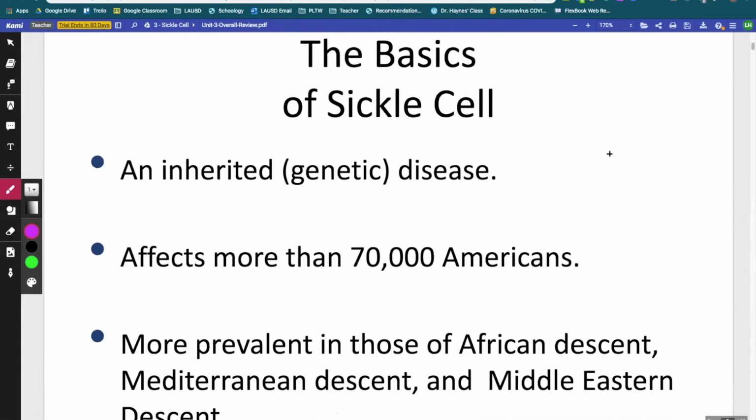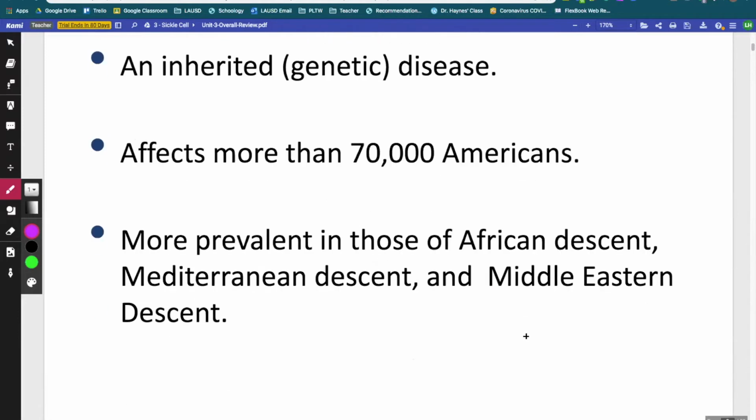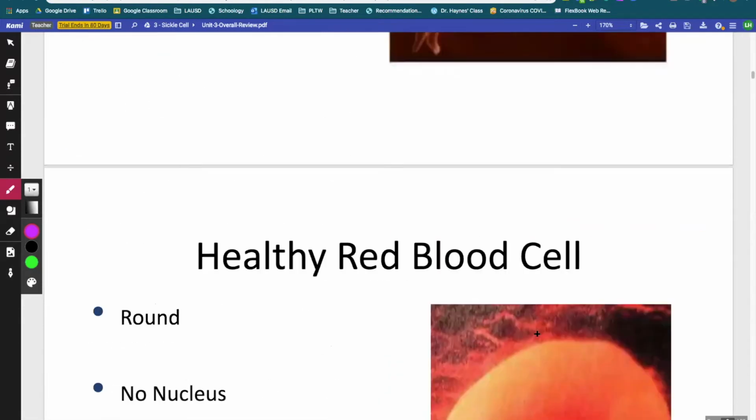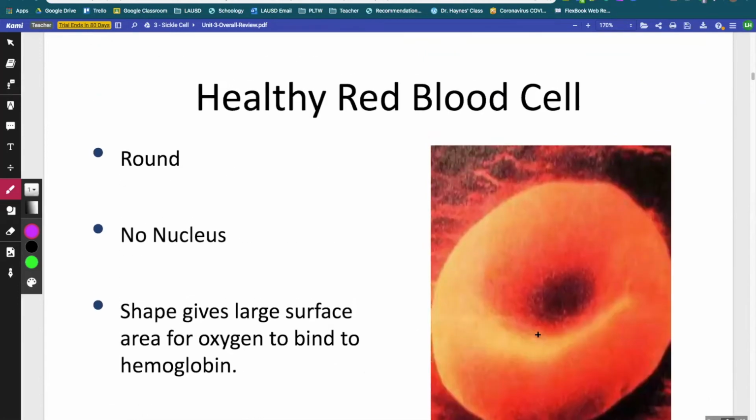Sickle cell is inherited and affects a great number of Americans, but it's more prevalent in people who are of African descent, Mediterranean descent, and Middle Eastern descent. That'll be important later on. We'll talk about why people from those regions are mostly affected with sickle cell.